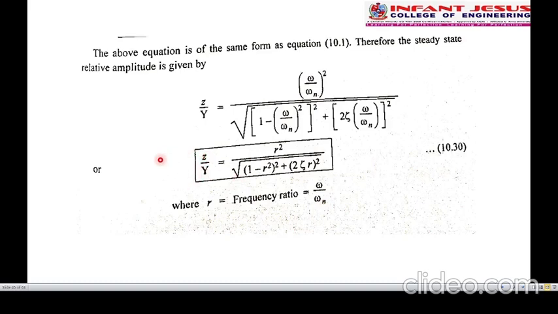So for relative amplitude, the value will be in terms of z, and for absolute amplitude, the formula will be in terms of x. That is the difference.